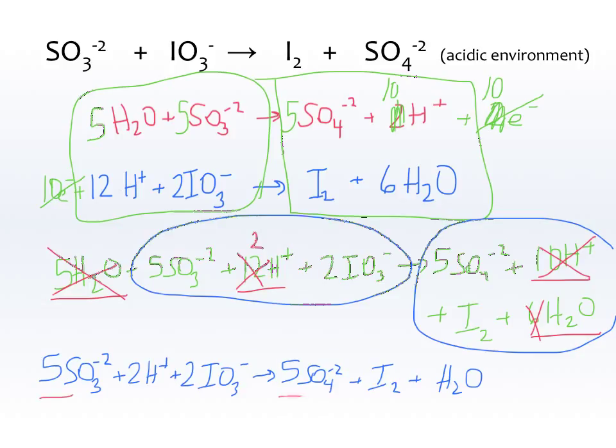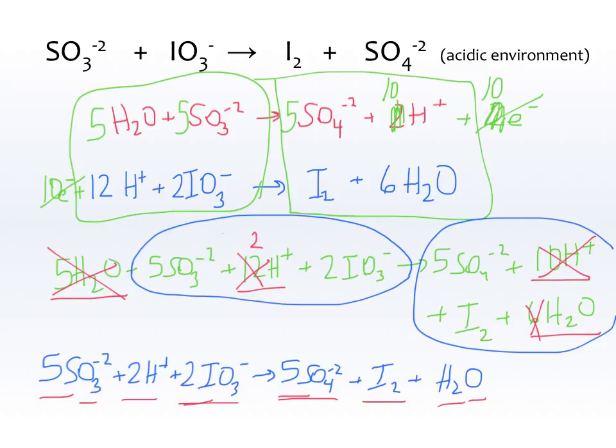5 sulfurs, 5 sulfurs. 5 times 3, which is 15, plus 2 times 3, which is 6. So 15 and 6 is 21 oxygens on the left, 5 times 4 is 20, plus 1 is 21 oxygens on the right. 2 hydrogens on the left, 2 hydrogens on the right, 2 iodines on the left, 2 iodines on the right. All of my atoms are balanced.